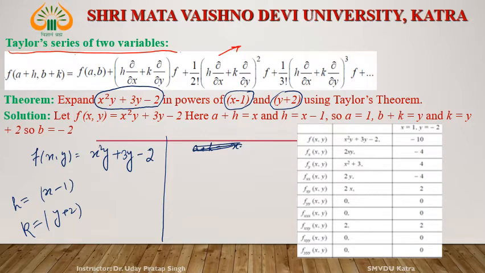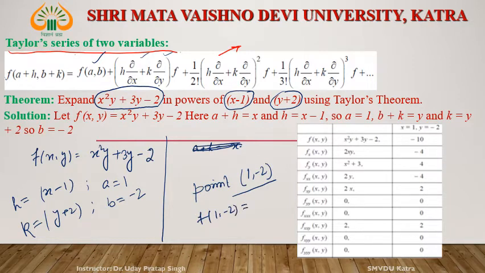Now, if h is equal to x minus 1, then what is the point a? a is equal to 1. And if k is equal to y plus 2, then what is the point b? b is equal to minus 2. It means our point is 1 and minus 2. The formula says that we evaluate the value of the function and its derivatives at the point a b. Then what is f of a b? It means f of 1 and minus 2.